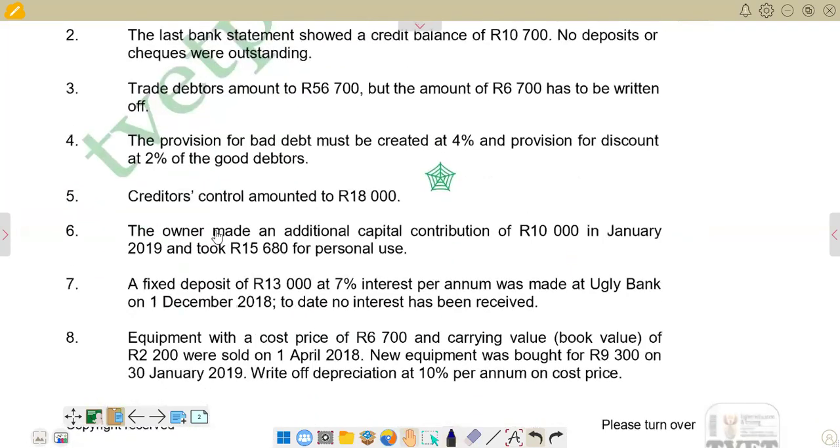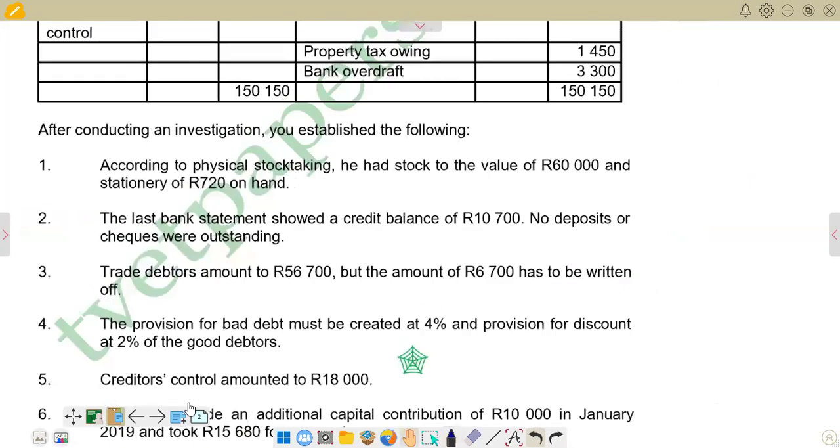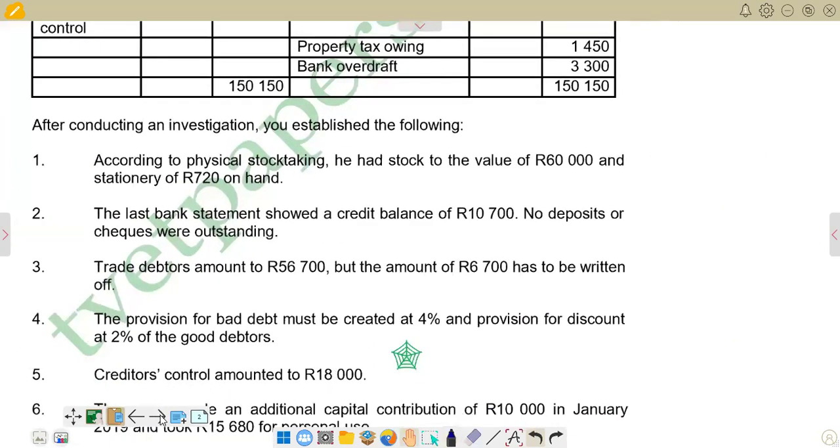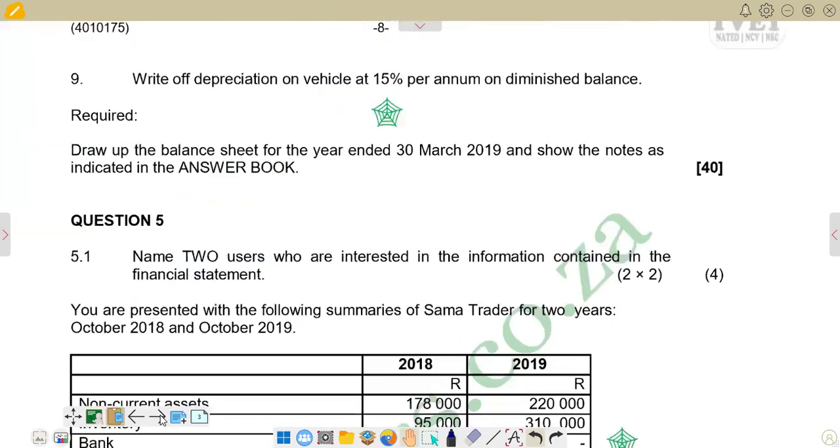Let's go to the question and see what it requires. It reads: draw up the balance sheet for the end of 30 March 2019 and show the notes. But in this video, we are only going to look at the notes, whereby we look at the capital notes and also the calculation of stock or inventory. So we're going to start with inventory.